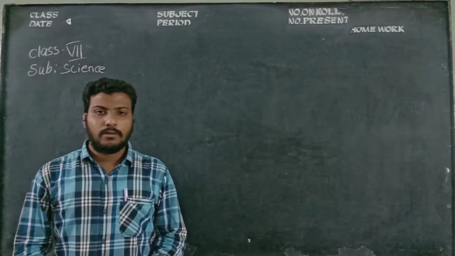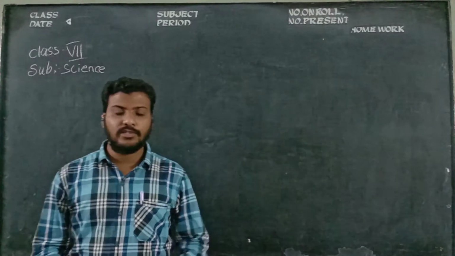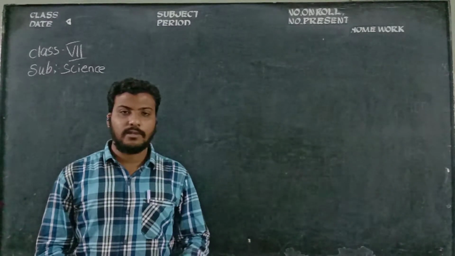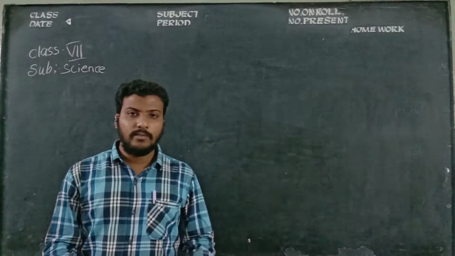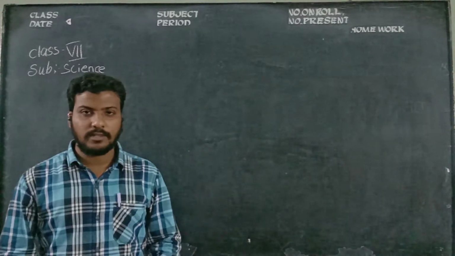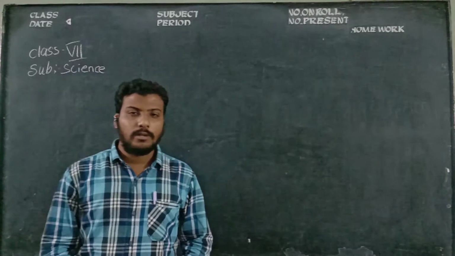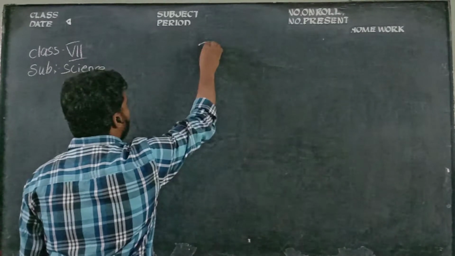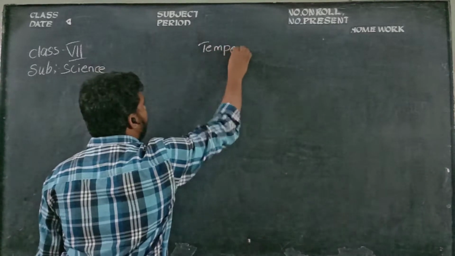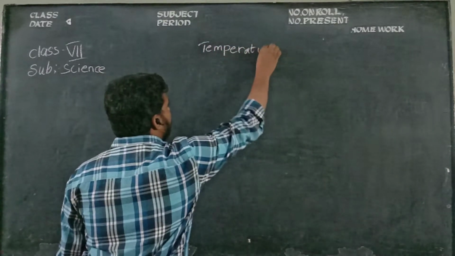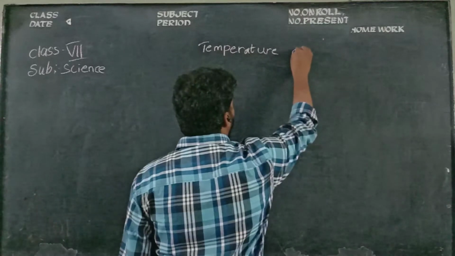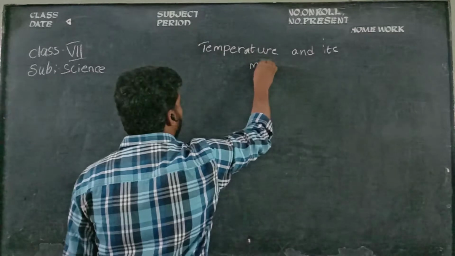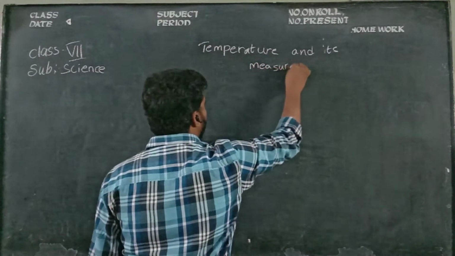Children, so far we have discussed 4 lessons. In the previous class we discussed time and motion. So in this class we are going to discuss a new lesson. The title of the lesson is temperature and its measurement. Temperature and its measurement.